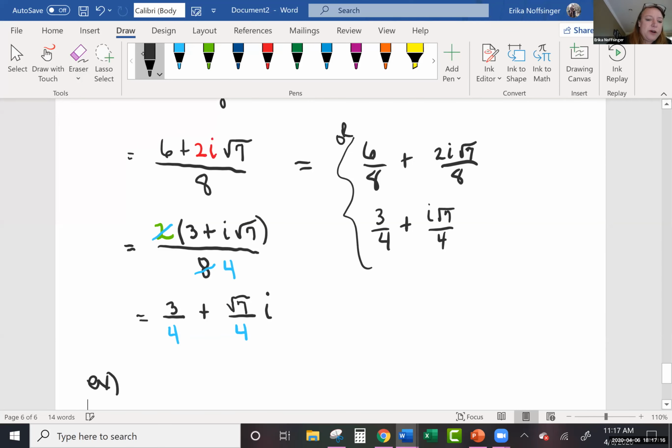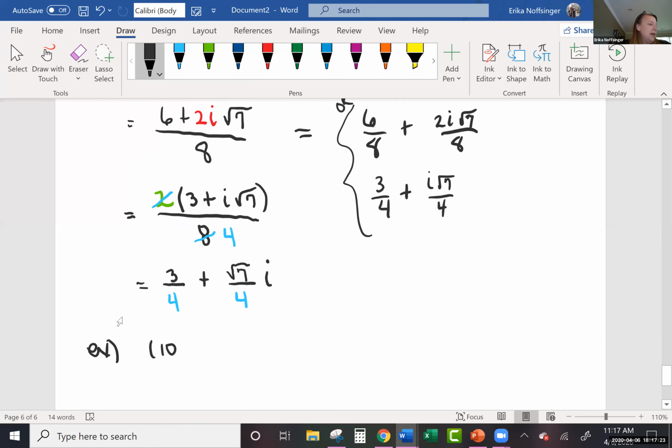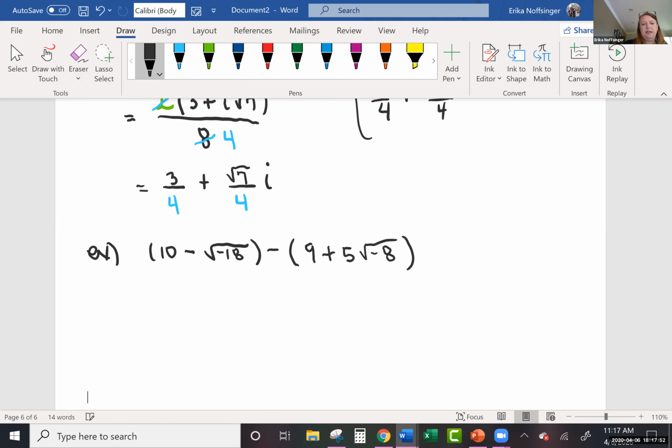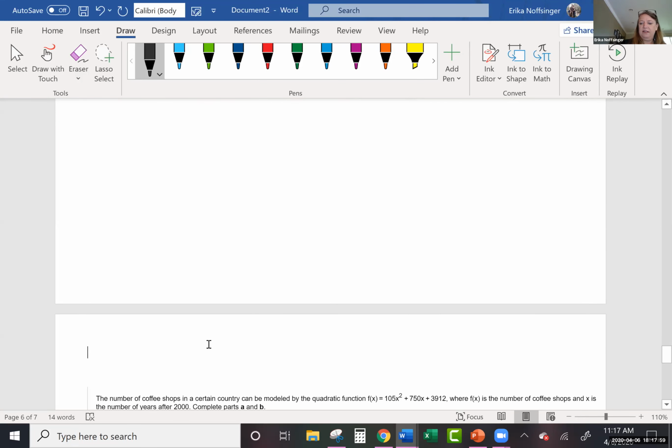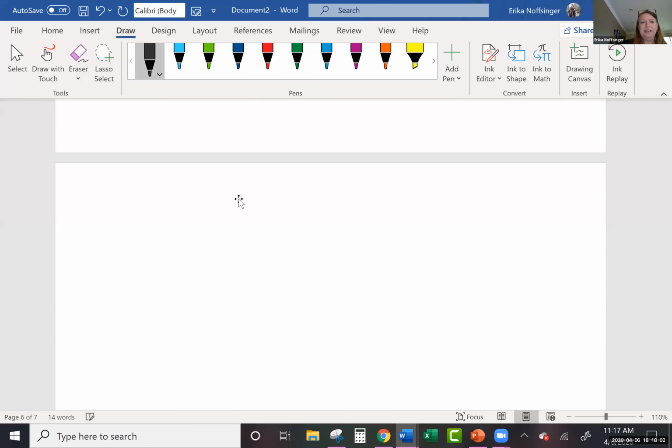So what if it says, same question, you want to put your answer in a plus bi form, but this time you have in parentheses 10 minus the square root of negative 18, end parentheses, minus another parentheses, 9 plus 5 square root of negative 8.